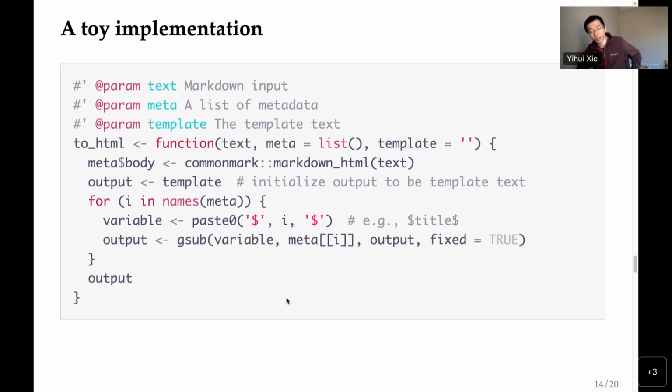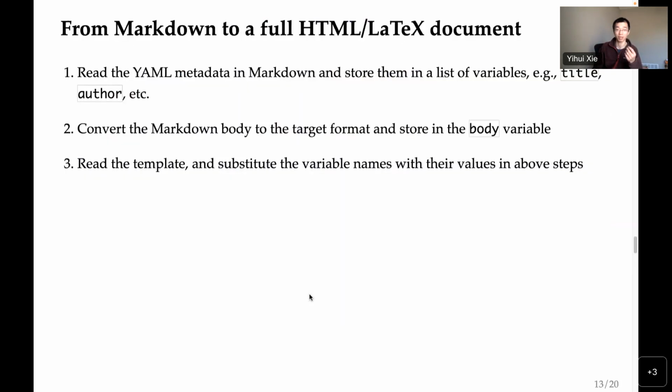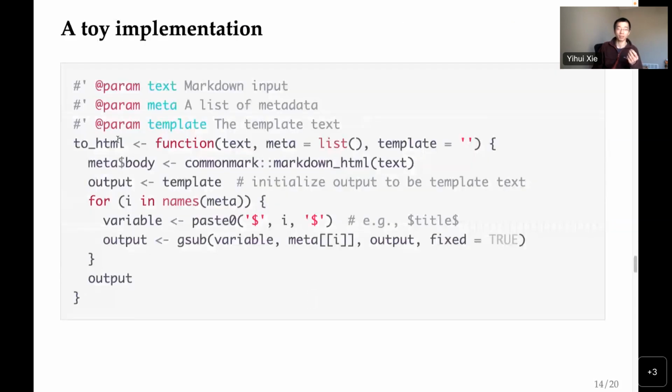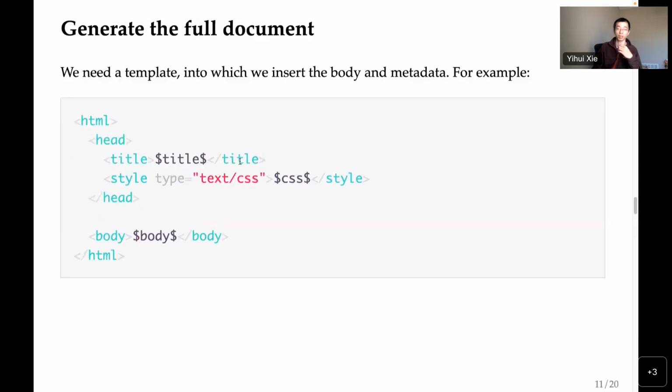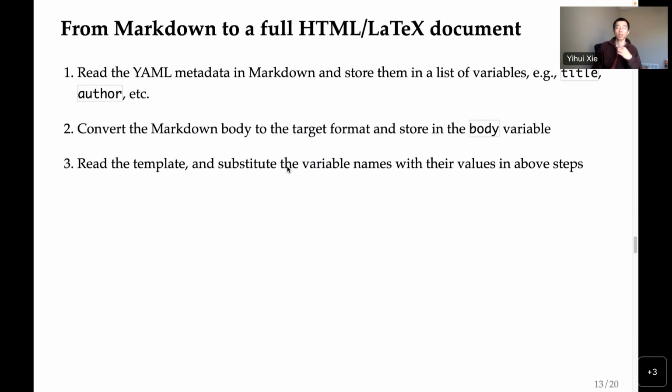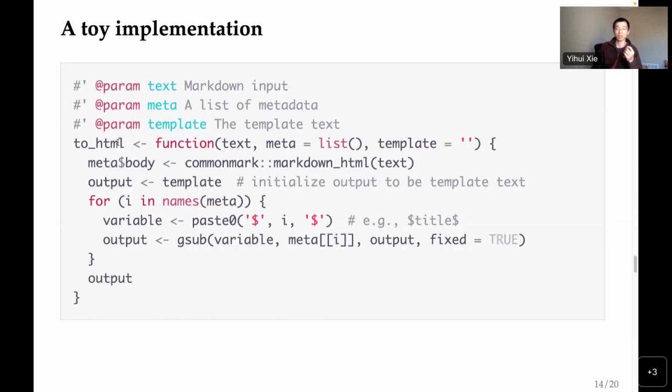So this is a very simple R function that implements the idea on the previous page. The toHTML function has 3 arguments: text, which is the Markdown text input. The second argument is meta, which is a list of metadata. You can think about title, author, date, and other things. And the third argument is template, which is the template that I just showed you, like the HTML template or LaTeX template. So with this function in 3 arguments, we can convert the text to a full document.